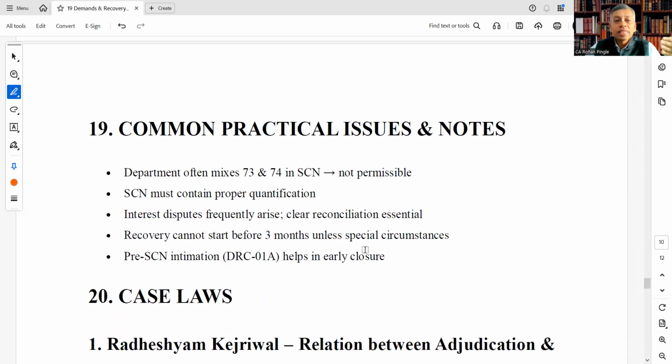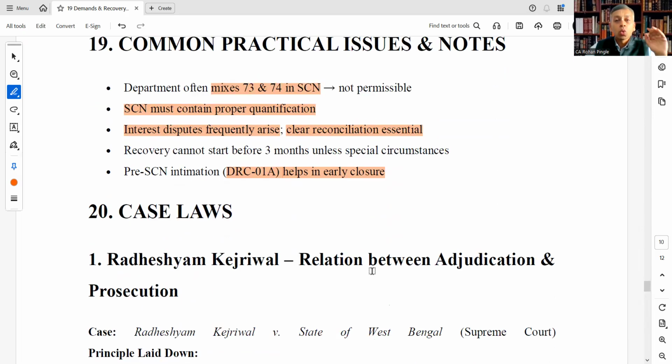And now we will see common practical issues and notes. Department often mixes 73 and 74 in show cause notice, which is not permissible. Show cause notice must contain proper quantification. Interest disputes frequently arise. Clear reconciliation is essential. Recovery cannot start before 3 months unless special circumstances. Pre-show cause notice intimation, that is DRC 01A, helps in early closure.